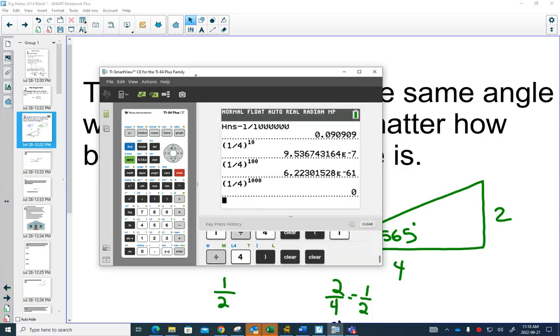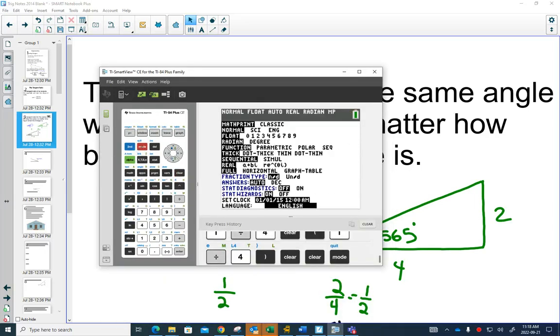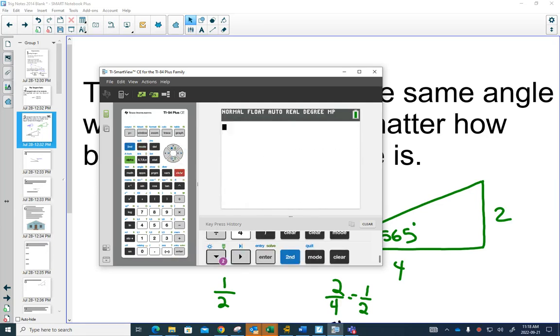Wow. My calculator is being slow right now. So I'm just getting things cleared out here and ready.